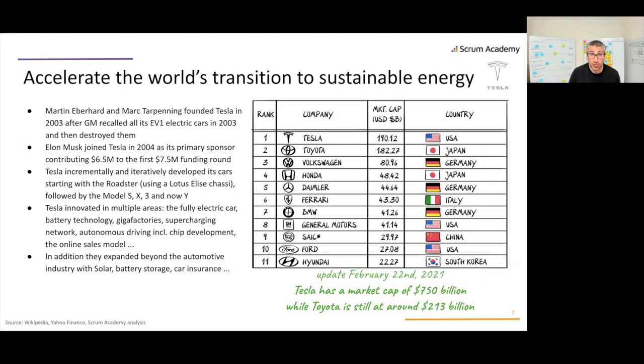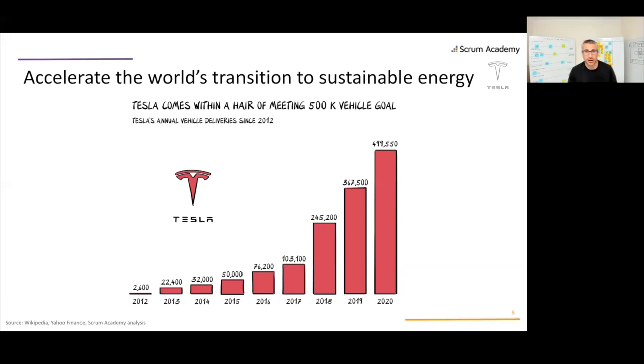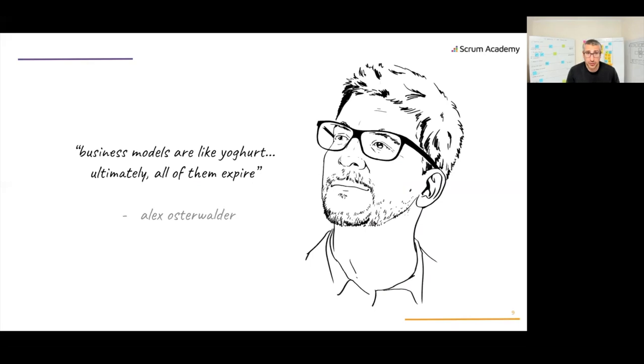So Tesla, as a newcomer in that business, even if they're hyped, it's incredible what they have achieved. And if you look at the ramp up of their car deliveries, it's more or less an exponential curve, but this might be a coincidence, might also be due to the nature of how they run their business. So one of my good friends, Alex Osterwalder, has this phrase where he talks about business models being like yogurt in a fridge. Ultimately, all of them expire. And what all the companies that you mentioned do really well is they are constantly reevaluating and reinventing their business models, which makes them so successful.